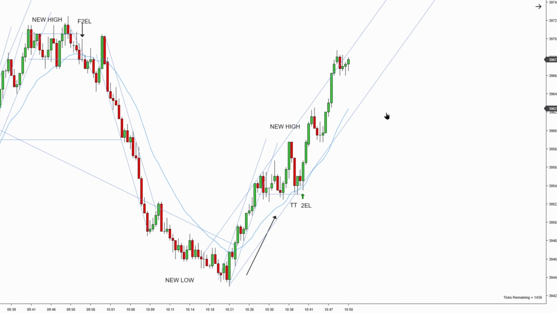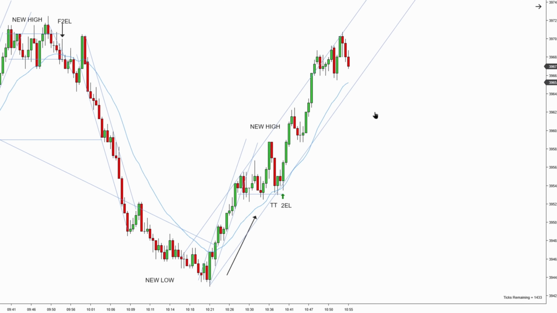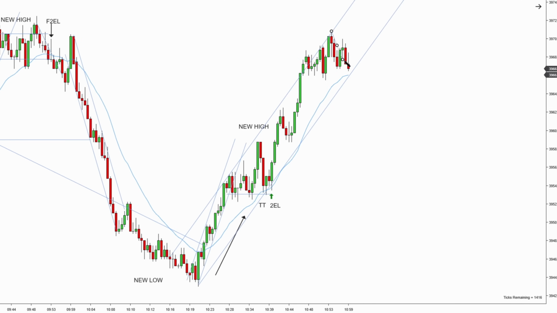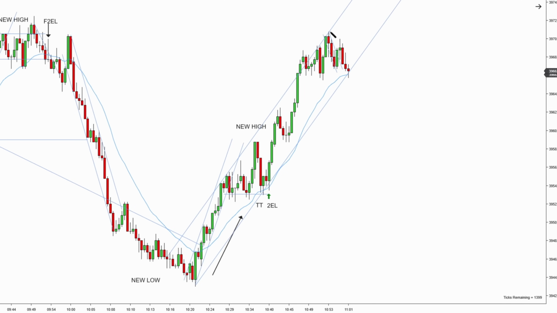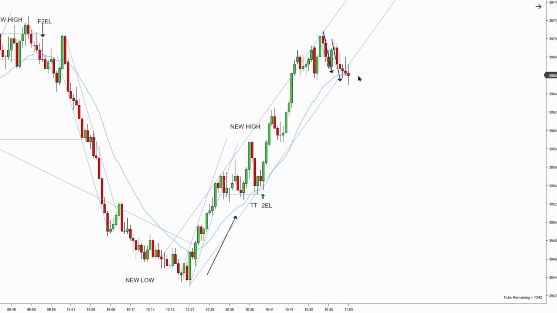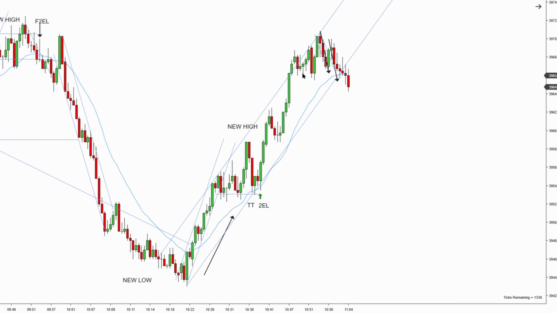We have a little bit of overshoot, but the bias still remains bullish. Notice first leg, we have a second entry long, but the signal bar is bad. Notice the signal bar, bearish doji. I can't take it, so I need to wait for either double bar entry or high low. Okay, we don't get anything.